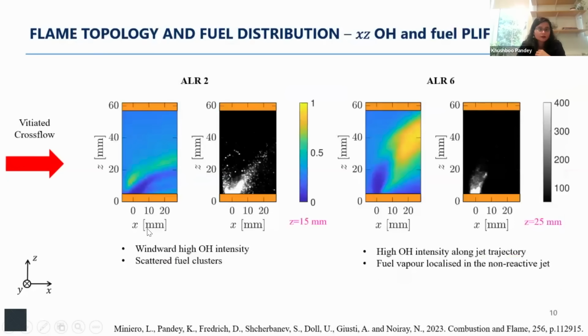Looking at the flame topology and fluid distribution through PLIF measurements, we also see similar results. However, we get extra information when we look at the fuel clusters. For low ALR, we see a lot of droplets, which are unburned fuel, whereas for high ALRs, the intensities coming from the unburned fuel are very localized and concentrated near the location of the fuel injection. So again, going back to the basics, when you have a higher jet to cross flow momentum ratio, there is going to be better mixing, which also simultaneously results in lower droplet sizes, leading to better evaporation.